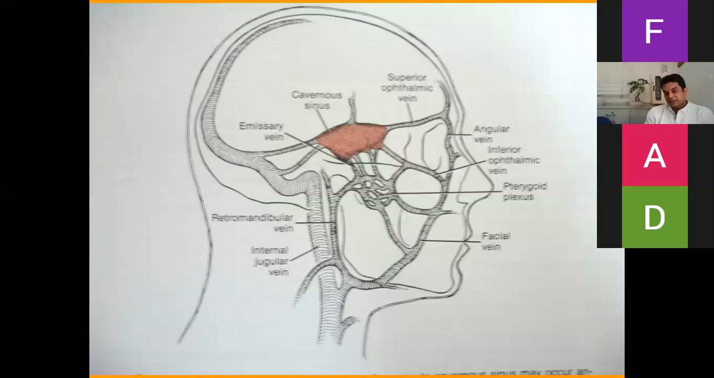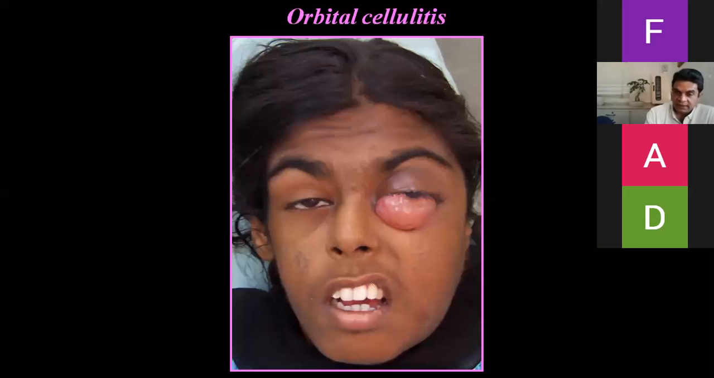Another complication which can happen with space infection is the involvement of cavernous sinuses. As we all know, this is a dangerous space around the eyes, and it presents like this, in which you have proptosis, ophthalmoplegia, and optic involvement.